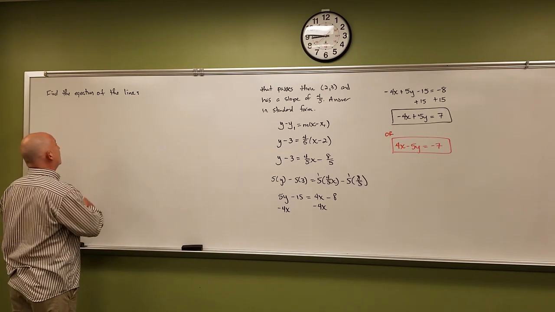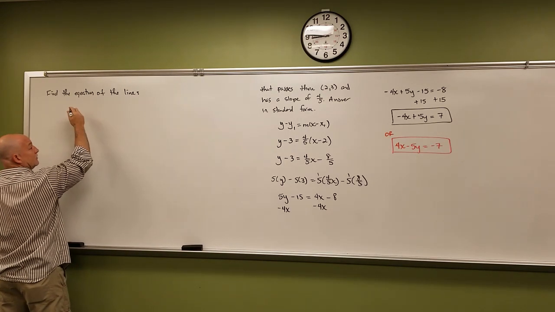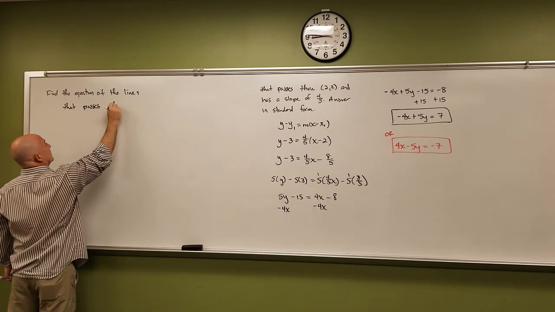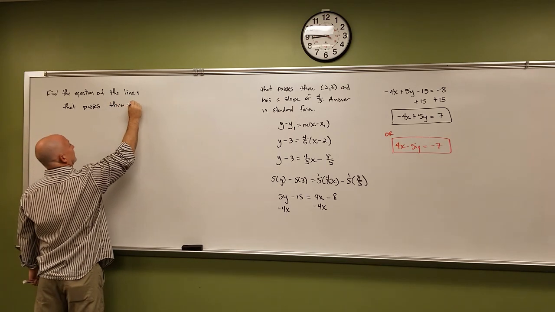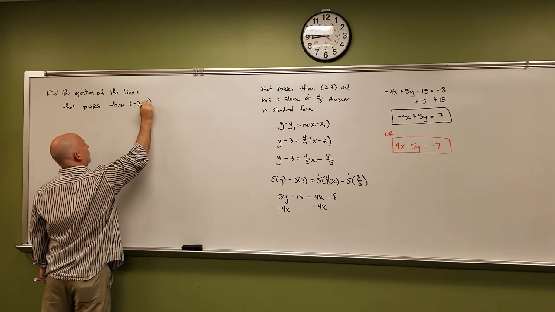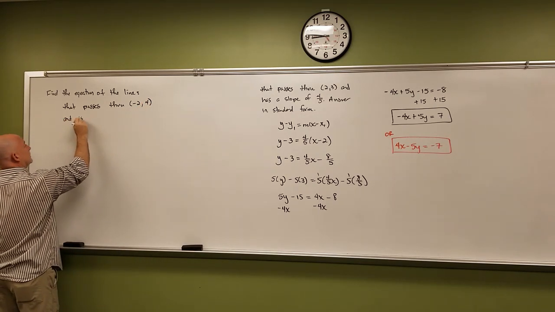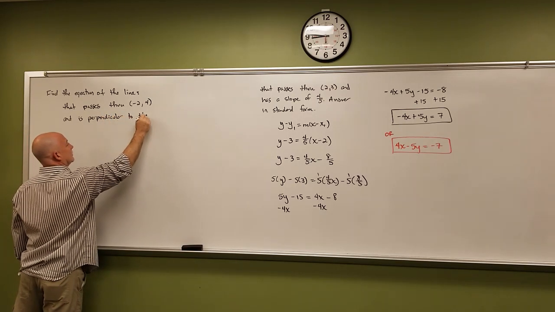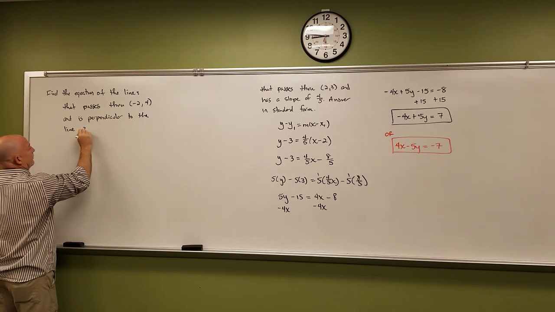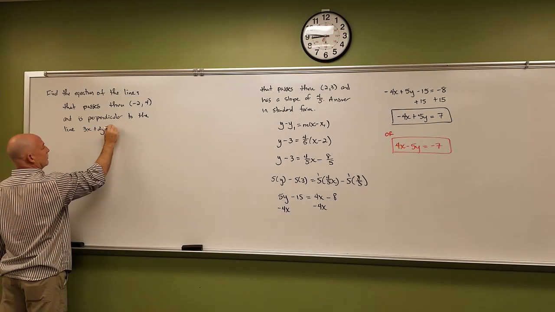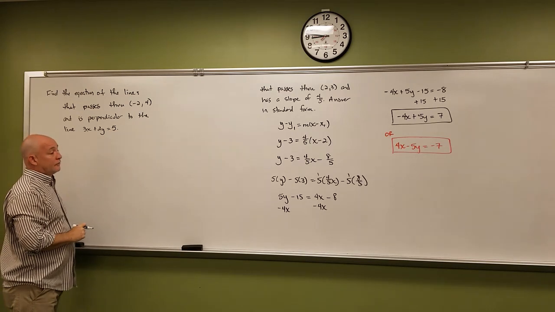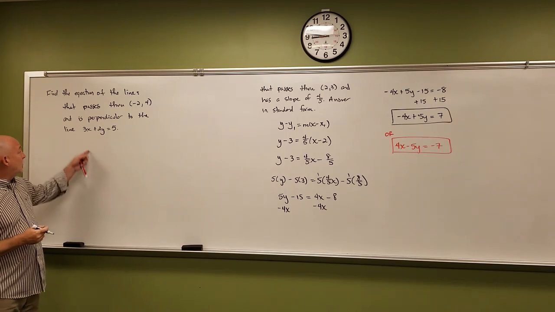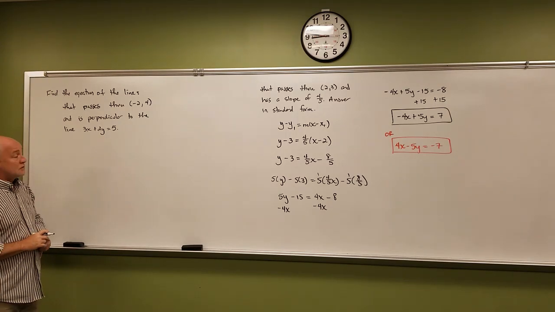Find the equation of the line. Same start for each one of these questions. Let's say that it passes through -2, 4 and is perpendicular to the line 3x plus 2y is equal to 5. Okay, so find the equation of the line that passes through the point -2, 4, and is perpendicular to the line 3x plus 2y is equal to 5.